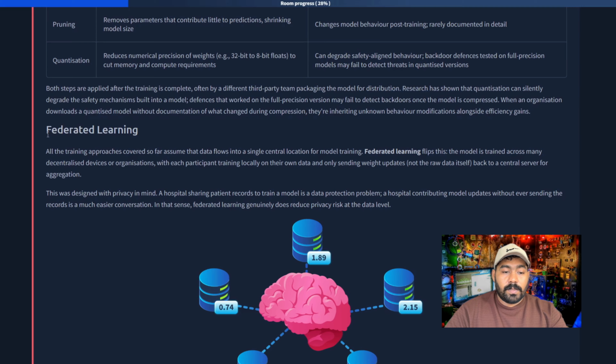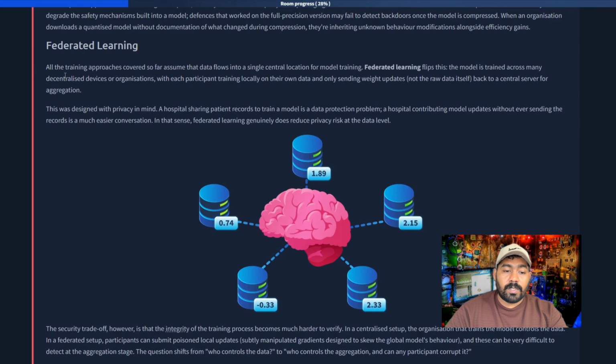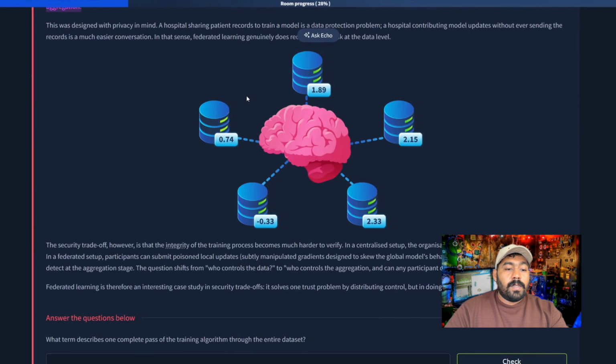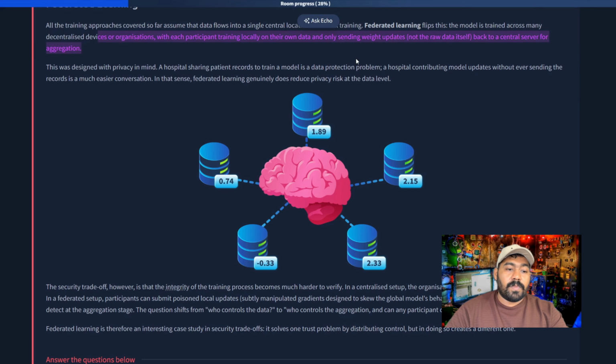Federated learning. So let's look into it. What is federated learning? The model is trained across many decentralized devices or organizations, with each participant training locally on their own data and only sending weight updates, not the raw data itself, back to a central server for aggregation. So the privacy benefit is real. A hospital sharing patient records to train a model is a data protection problem. A hospital contributing model updates without ever sending the records is a much easier conversation.